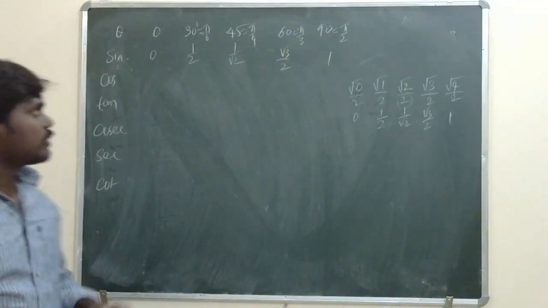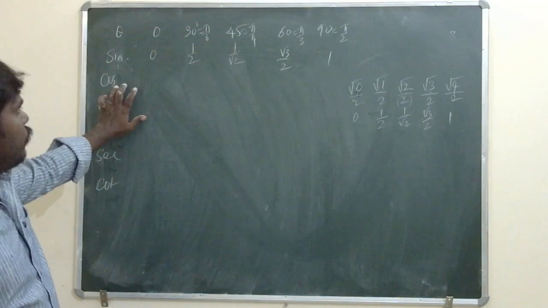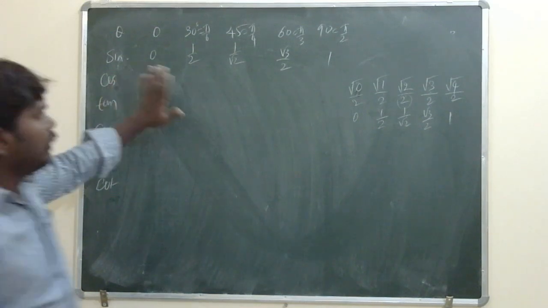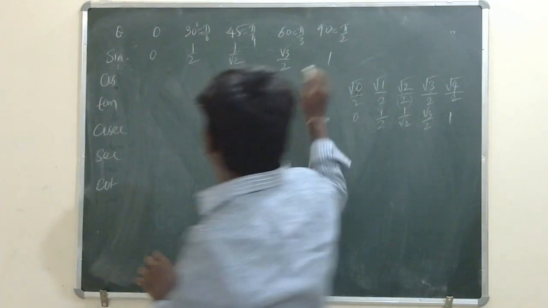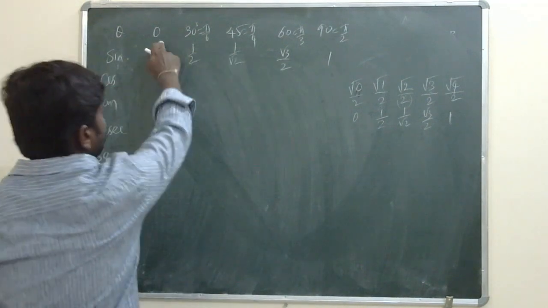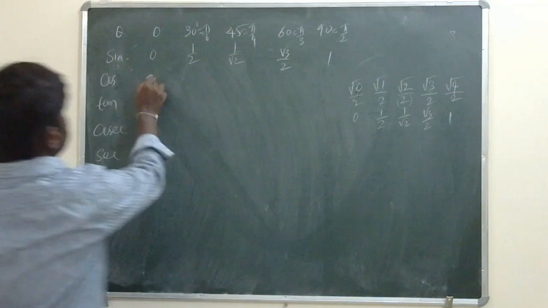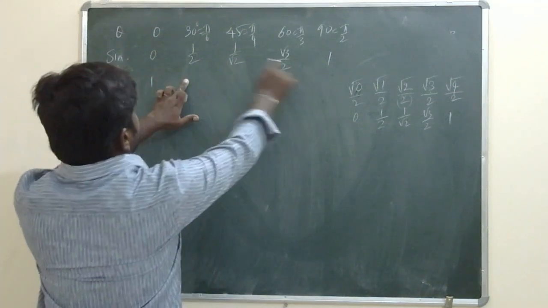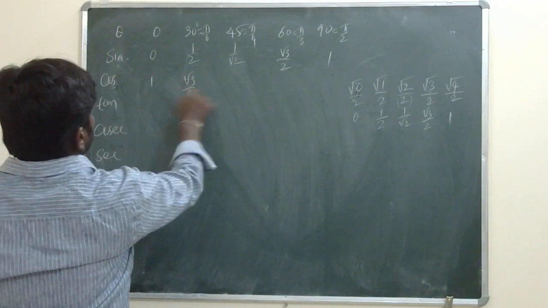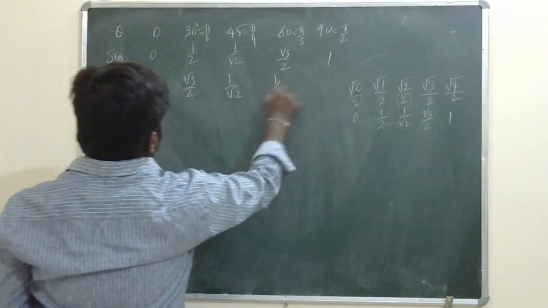Okay. So now what we have to do is to find the cos. We have to write these values in reverse order. That means cos 0 is nothing but sin 90, that means 1. Cos 30 is nothing but sin 60 value, which is root 3 by 2. Similarly 1 by root 2, 1 by 2 and 0.